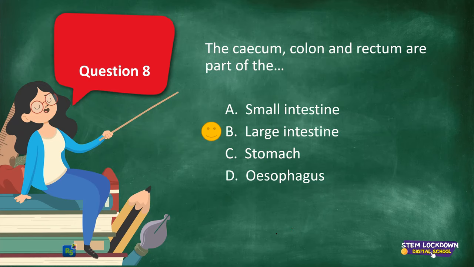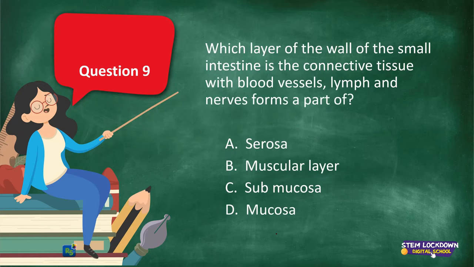Okay, and the last question. Which layer of the wall of the small intestine is the connective tissue with blood, lymph, and nerves forming a part of: A, serosa, B, muscular layer, C, submucosa, or D, the mucosa? So where do we find the connective tissue, which is your blood vessels, your lymph, and your nerves? Do we find it in the serosa, the muscular layer, the submucosa or the mucosa?